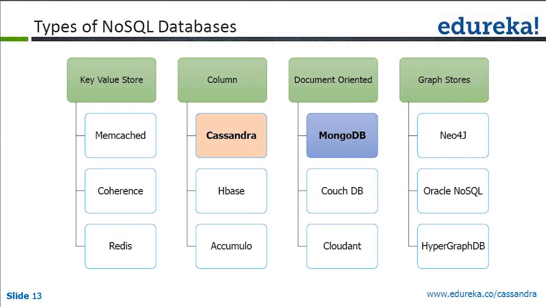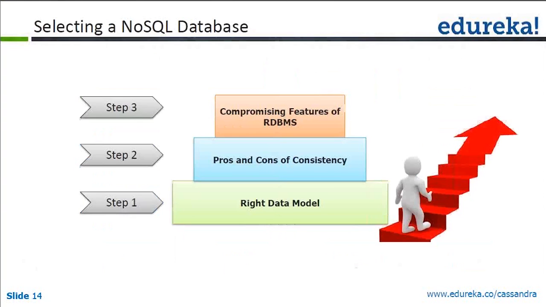All right, so here is another list of the other databases: the key value stores, and then we have column-based, document-based, Couch-based. MongoDB are the document-oriented databases, and then with graph stores we have similar flavors of NoSQL like Neo4j, Oracle NoSQL, etc.